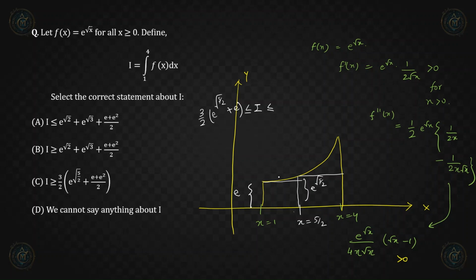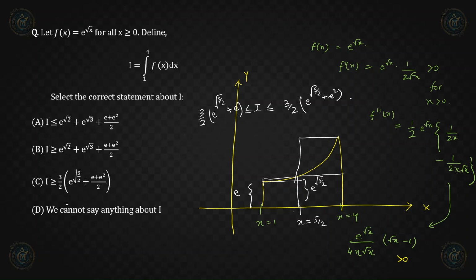If we draw the right Riemann sum here, we construct this rectangle here, like this and then like this. So this will be e square and this will be e to the power root 5 by 2, so 3 by 2 times e to the power root under 5 by 2 plus e square. So our I lies in this interval. But if we check for option C, we cannot tell whether this option is correct or not by this method, right? The expression is different, so we have to think in some other way.